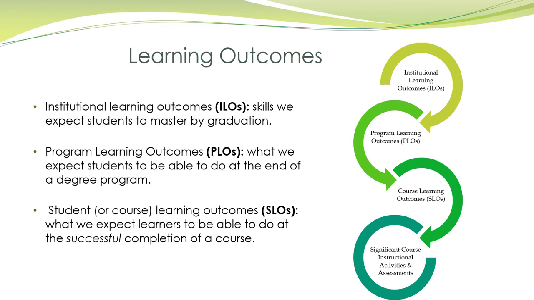Let's briefly look at the three levels of learning outcomes that will be involved in your assessment analysis. Institutional learning outcomes, or ILOs, are the skills we expect students to master by graduation from our university. These are, by necessity, the most general of the outcomes. Program learning outcomes, or PLOs, represent what we expect students to be able to do at the end of a degree program. These can be developed for each degree program in a department, though some departments prefer to have broad program outcomes for their entire department, usually clarifying undergraduate from graduate outcomes.